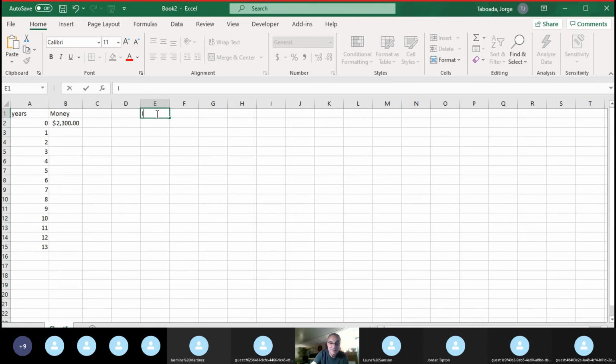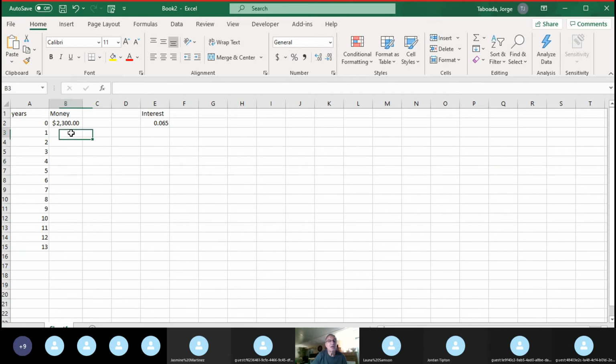And in one corner here, I write interest rate. So the famous r. The famous r in our problem was 0.065. Always in decimal, guys. Always in decimal. Okay.